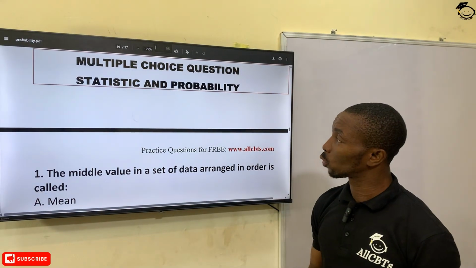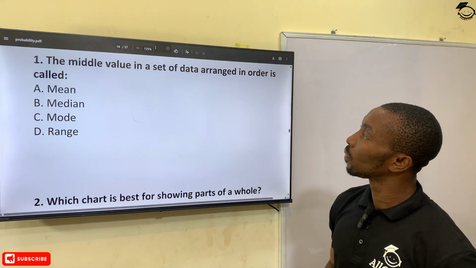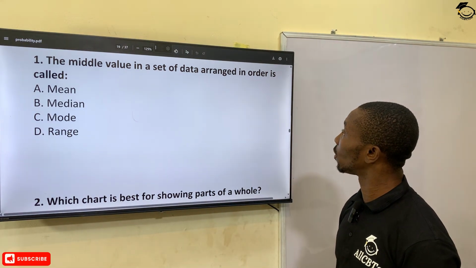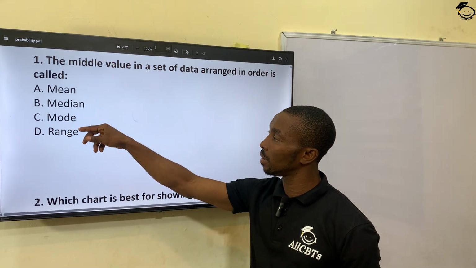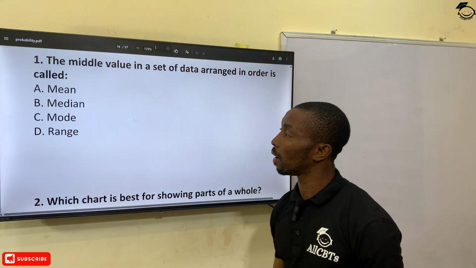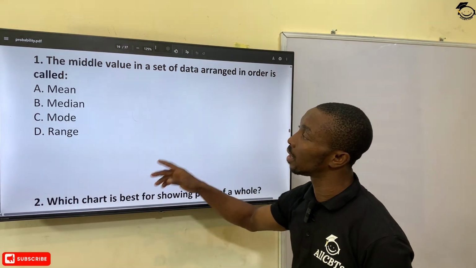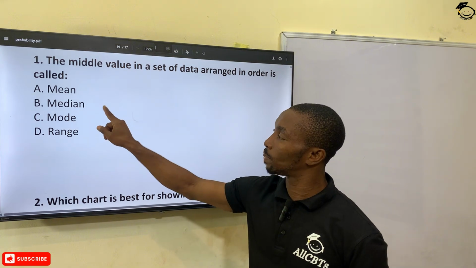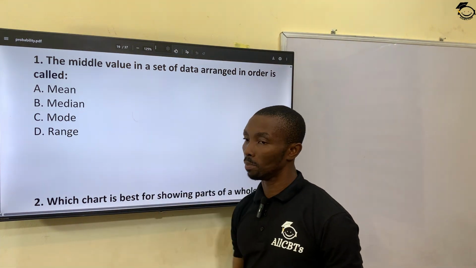To our multiple choice questions on statistics and probability. The middle value in a set of data arranged in order is called, is it a median, mean, mode, or range? Now, from our study, we found out that when a set of data is arranged in order and the middle value is picked out, it gives us a median. So the right answer will be median.